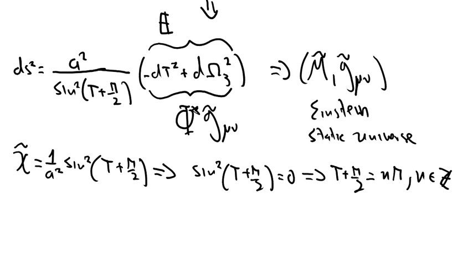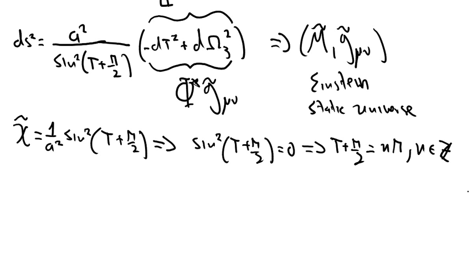You see that there is an infinite set of zeros. The situation is similar to the one we had in Minkowski, where we also had an infinite set of straight lines which represented the zeros of the chi function. But in the end, we only needed to pick a subset of these zeros. So here, something similar happens.